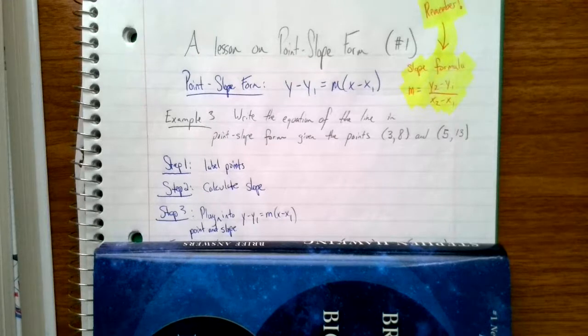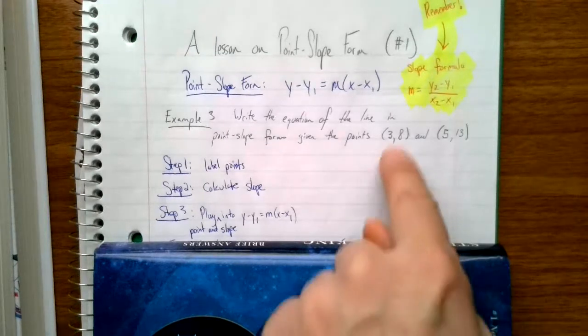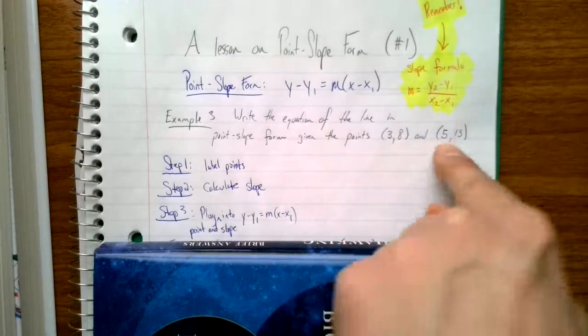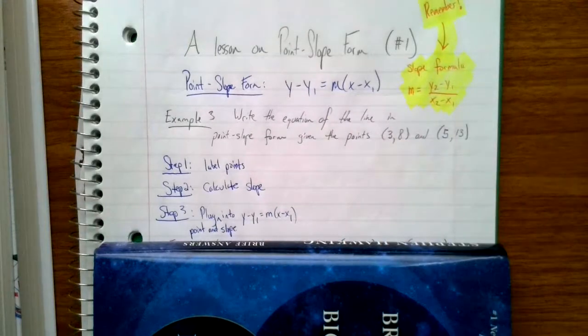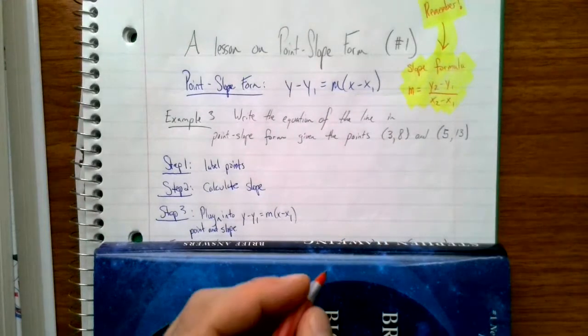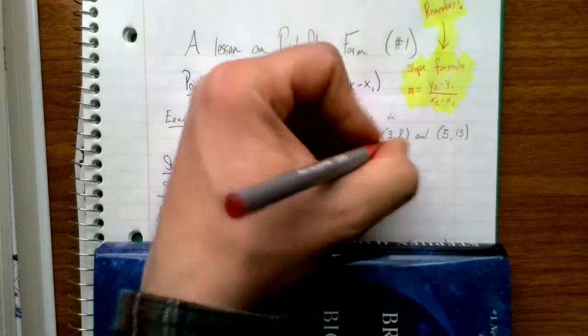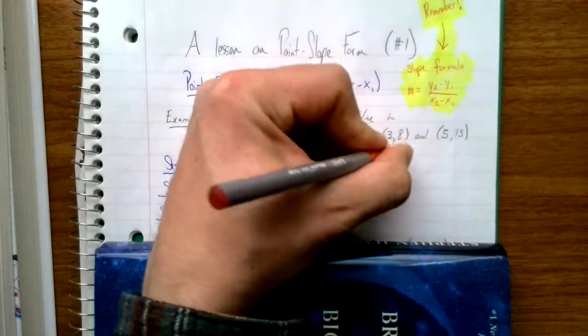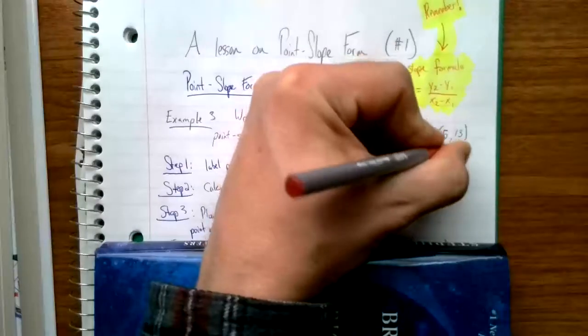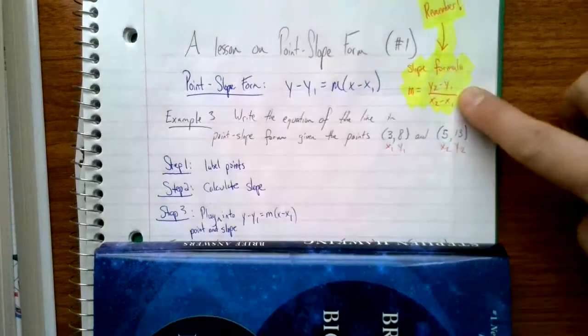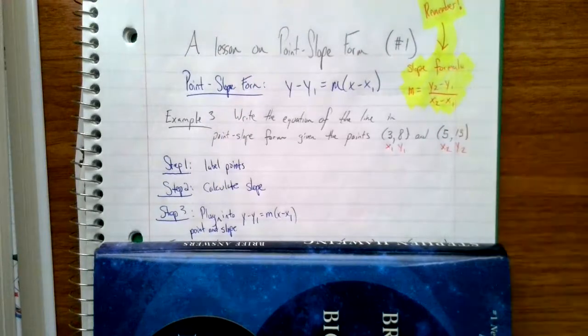So if we're given 2 points, in this case, we're given 3, 8 and 5, 13, the first thing we're going to do is label our points, because what we're going to need to do is calculate our slope. And over here, I've got our little reminder as to what the formula for slope is.